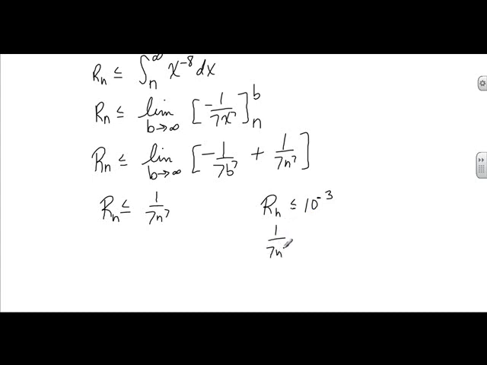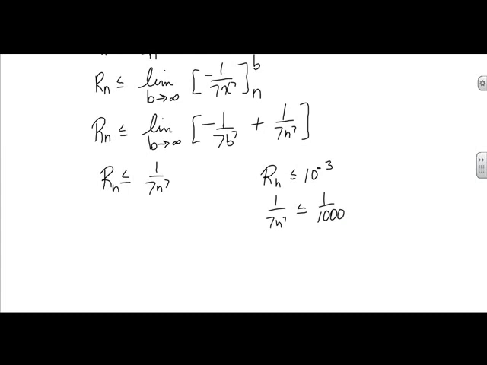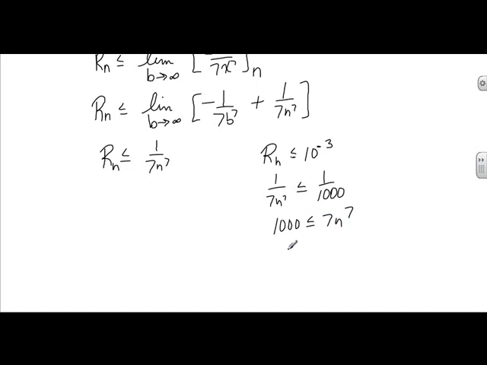So cross multiplying, since we're talking about a positive value of n, multiplying both sides by 7n to the 7th is not going to reverse the inequality sign. We'll look at 1000 less than or equal to 7n to the 7th. Solving this for n then, divide by 7 and take the 7th root. So if you grab your calculator and plug in that number, you're going to find that this is 2.0316 or so. That's less than or equal to n.